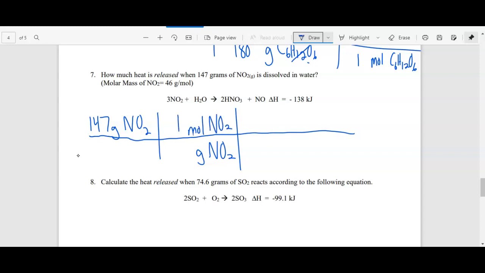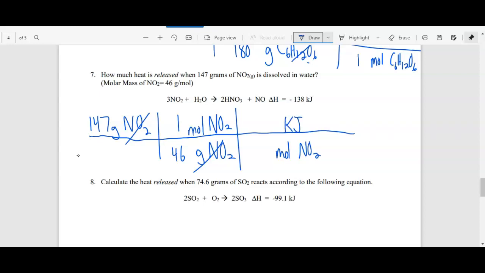1 mole of NO2 is equal to 46 grams according to the problem. That's also from the periodic table. That's 14 plus 16 plus 16 for N and O's mass. Grams cancels out. I'm left with moles, but we're looking for heat. So we're going to continue this one step further. We're going to bring moles of NO2 up to kilojoules.